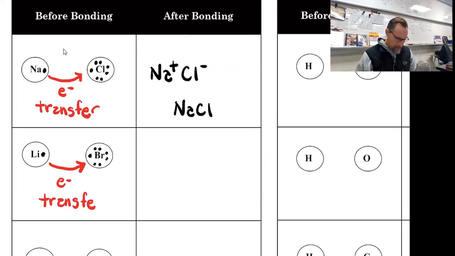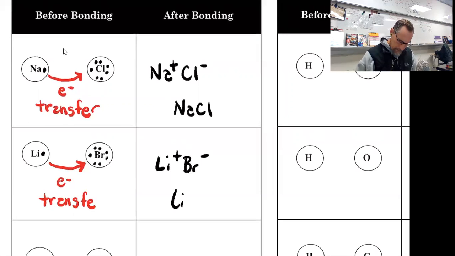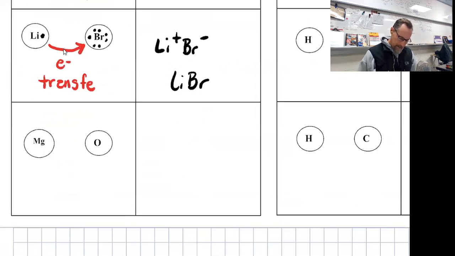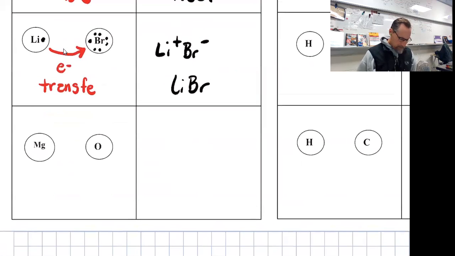And so when I then, that lithium forms a positive ion, bromine negative ion, is my chemical formula. Okay, let's do a little bit harder.